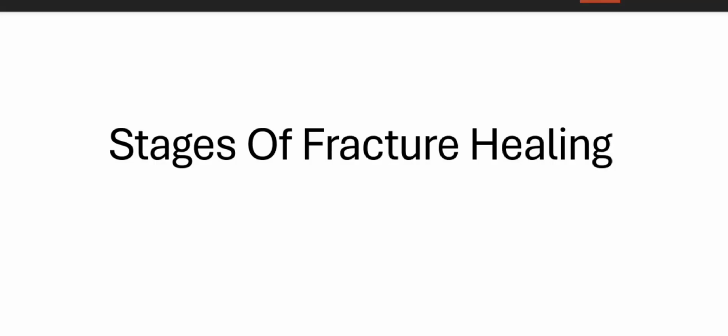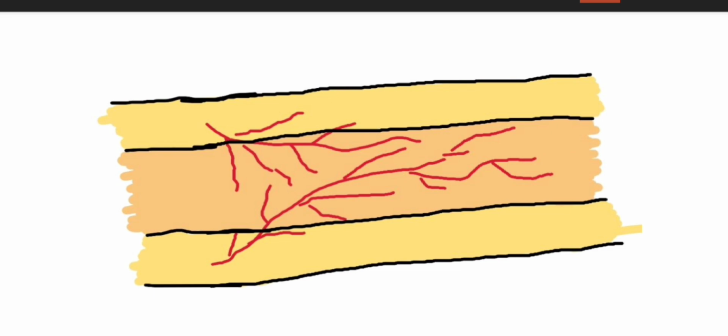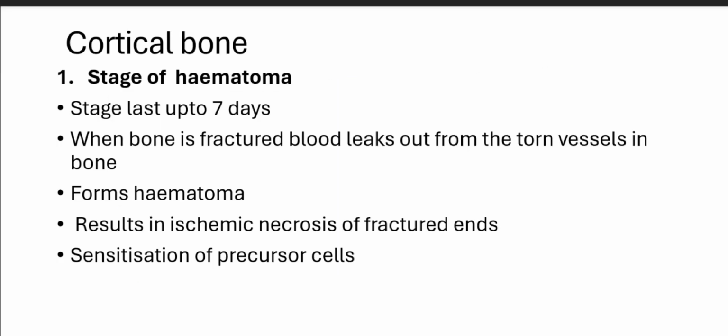Everyone, today we are going to discuss the stages of fracture healing. So this is the normal bone and this in red color is the blood supply. It is the periosteal blood supply and this is the normal bone without fracture. Let's see the stages of fracture healing in cortical bone.